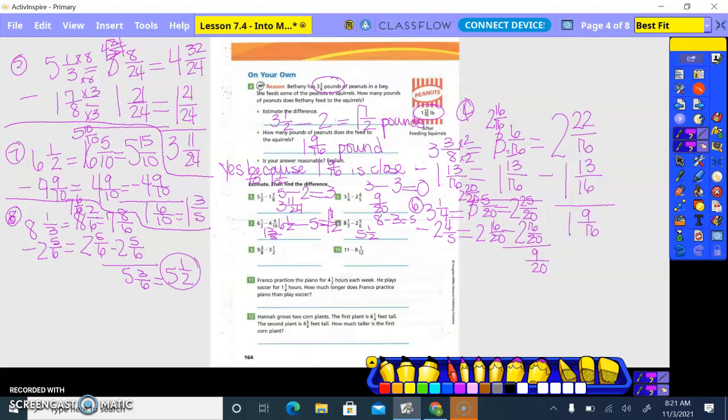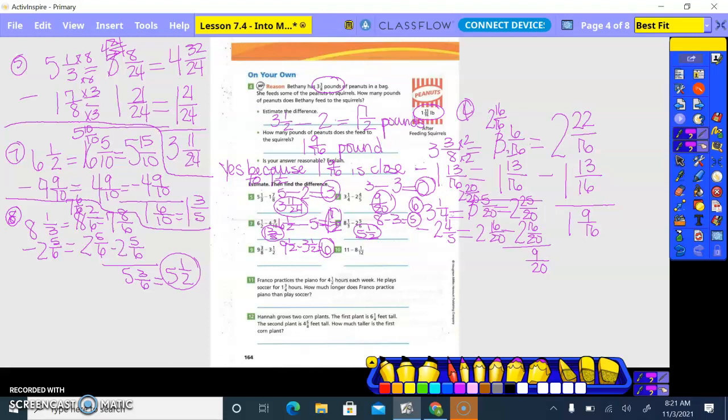Okay. And I should technically be circling my answers, right, guys? So that when that teacher goes to grade it, she can find it easily, right? Okay. All right. Number 9, 9 and 3/8 minus 3 and 1/2. Okay. So what's our estimation for that? Okay, so 9 and 1/2 minus 3 and 1/2 equals 6.